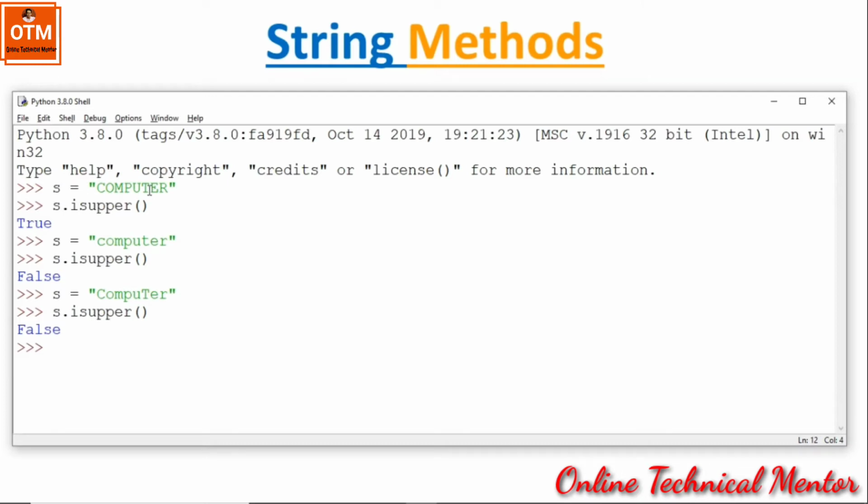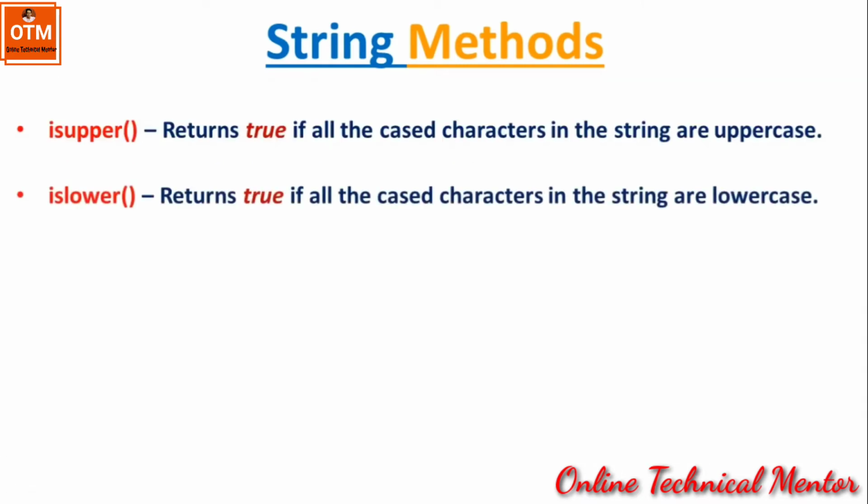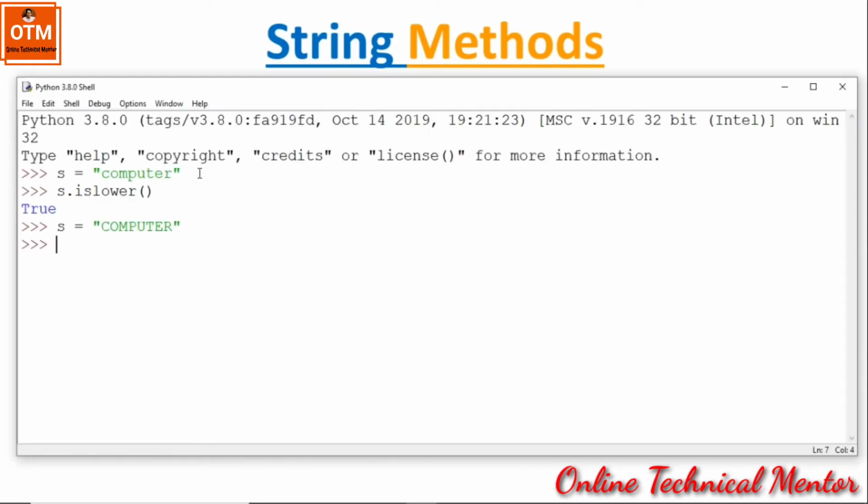In the same way, the islower function returns true if all the cased characters in the string are lowercase. Now look, s is initialized with a string which has all its alphabets in lowercase. Now if I write s dot islower, it will return true because each and every character of the string is in lowercase. Now if I initialize the string s with the same word, but all the characters are now in capital letters.